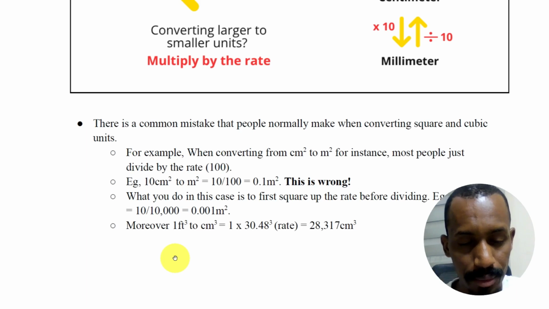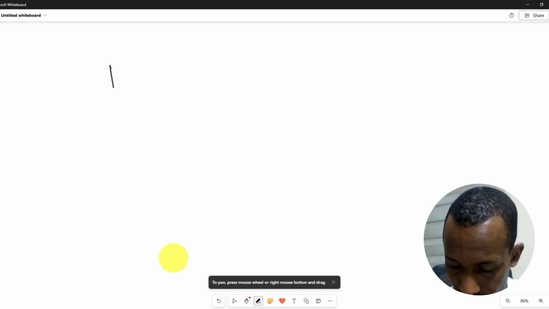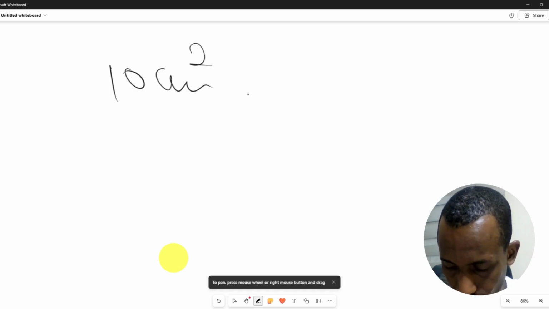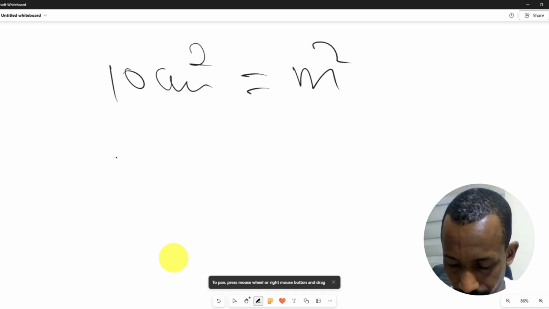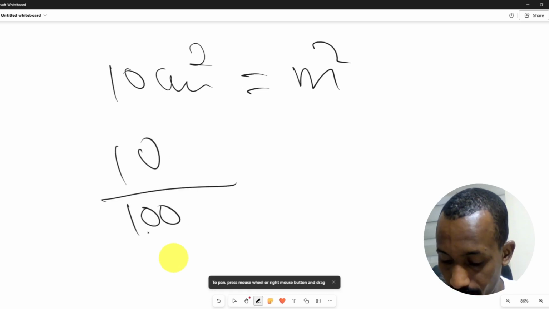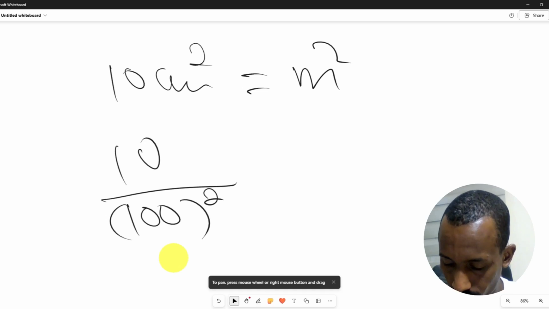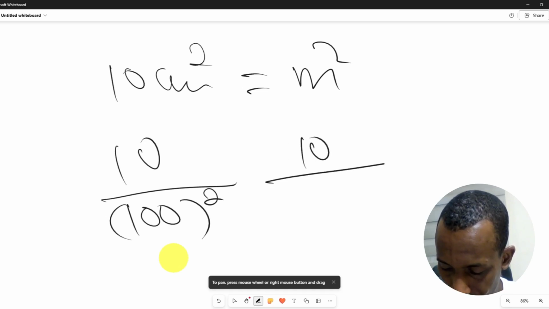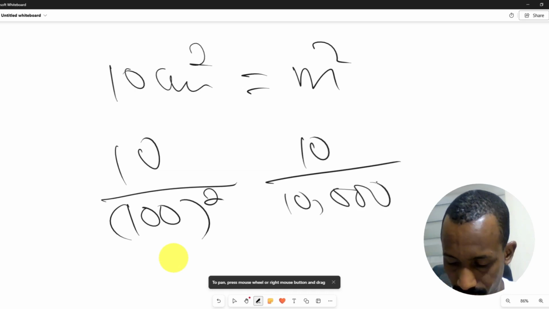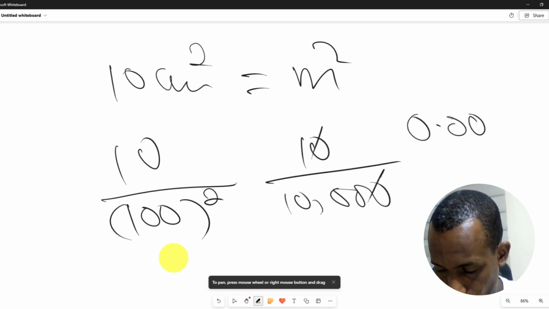Let me demonstrate it here so that you can see. Let's say 10 centimeter square to meter square. What you do is 10 centimeter divided by the rate. Remember, when moving, you divide by the rate. But here the rate also you have to square it. So when you square it, you will have what? 10 divided by 100 square, which is 10,000. And then this will give you 0.001 meter square.